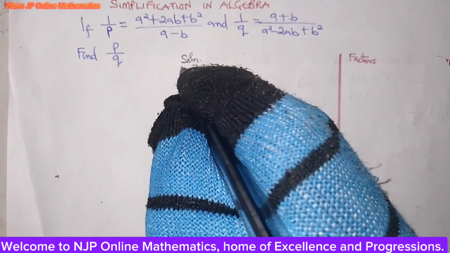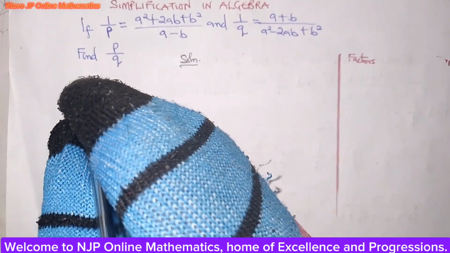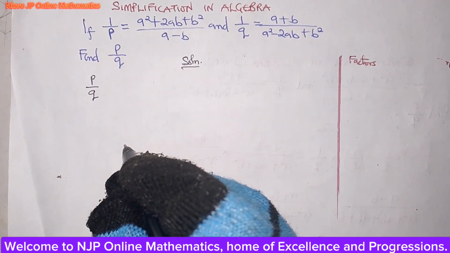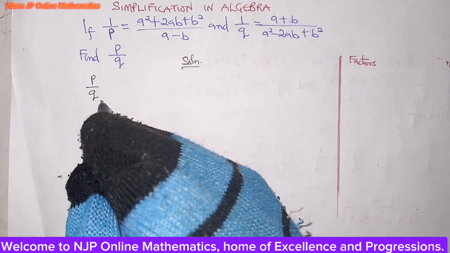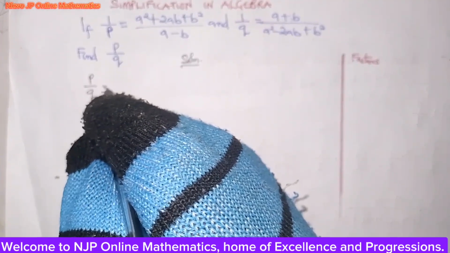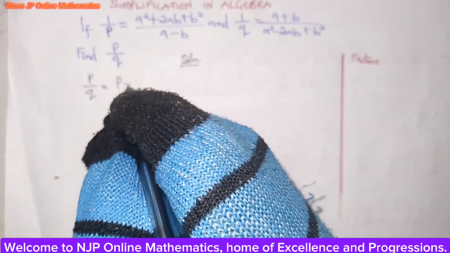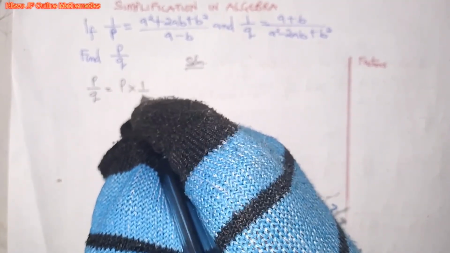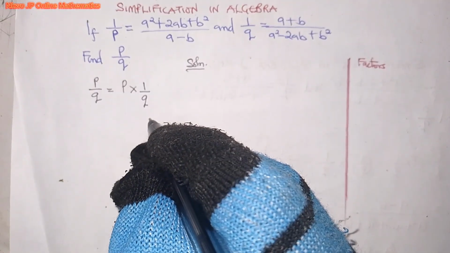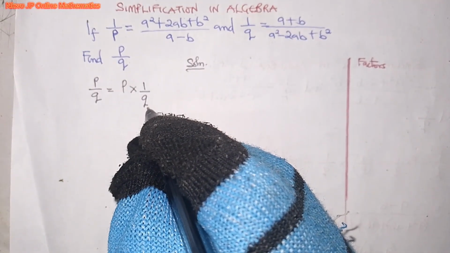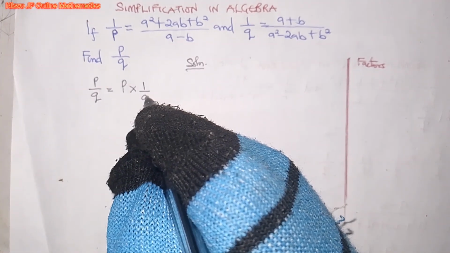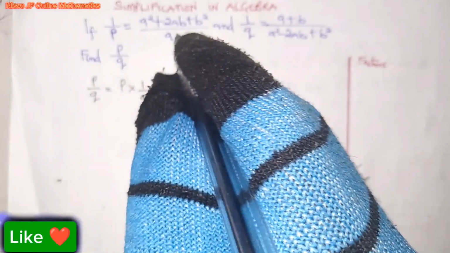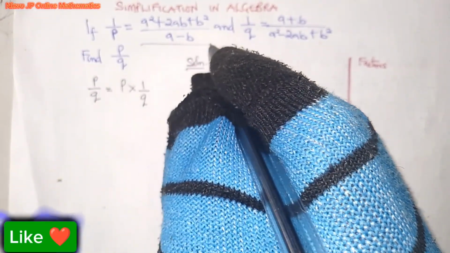The solution to this problem. We are asked to find p divided by q. Therefore, this is the same thing as p multiplied by the inverse of q. So if p is multiplying the inverse of q here, it means that we are going to find the reciprocal of the inverse of p here, the inverse of this whole fraction.